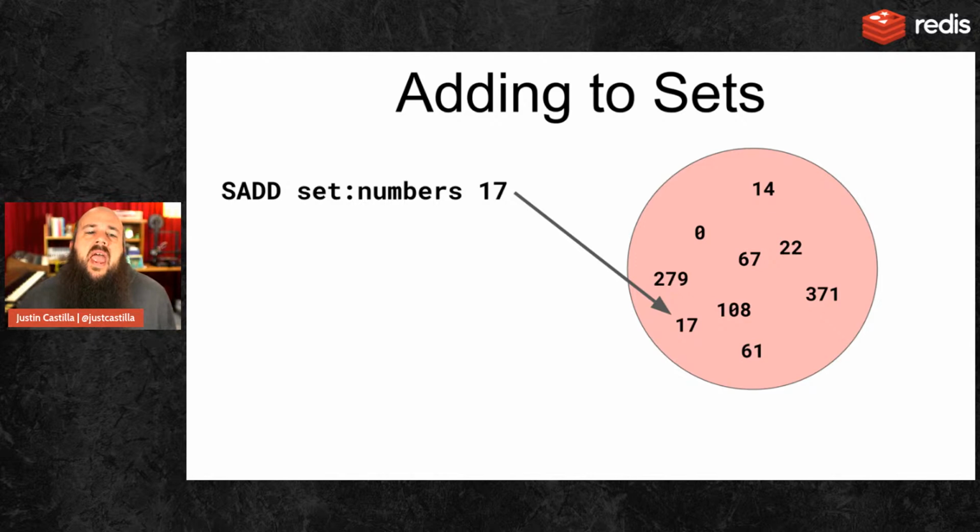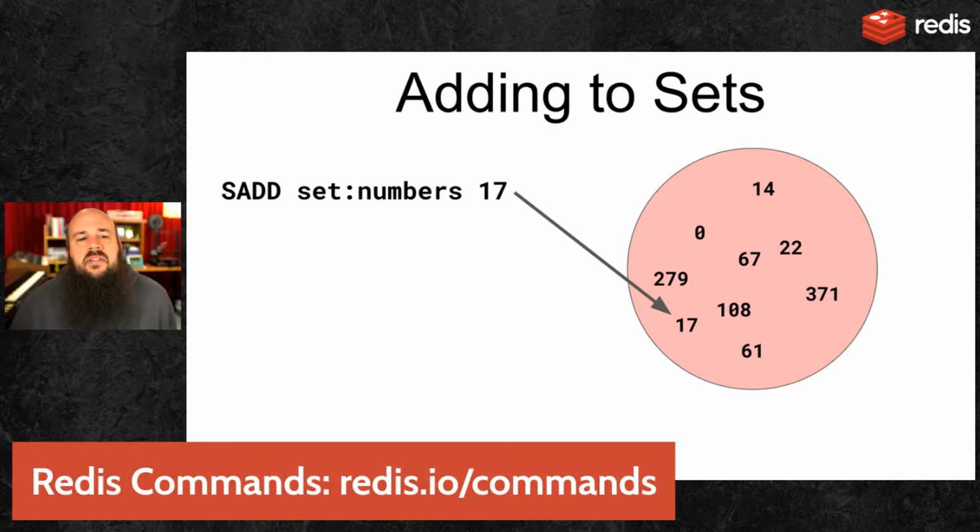So how do I add a member to a set? Well, you use the SADD command. Here, I'm using SADD, the name of the key space, which is set:numbers, and then the value. I'm going to add 17 to this set. And yeah, thank you, Simon.